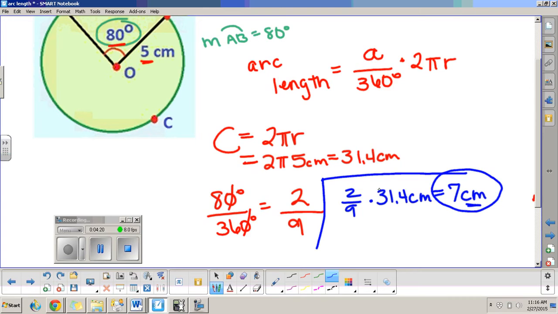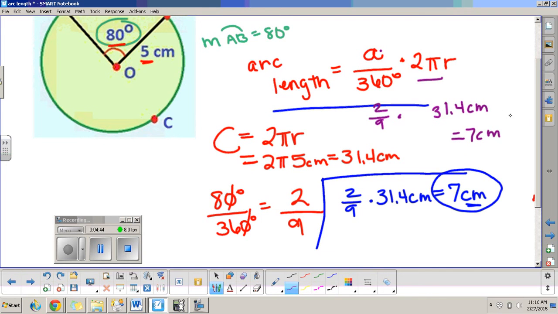Now let's back up to this nice long formula that we could memorize. Here, 2 pi r, we found that. That was circumference, which was our distance around. That was 31.4. Now what about this A over 360? Well, our A was our angle, 80 degrees over 360. We reduced that to 2/9. Multiply them together and we get 7 centimeters. So we can memorize this formula if you want to memorize a bunch of formulas, or learn the process. I prefer learning the process.